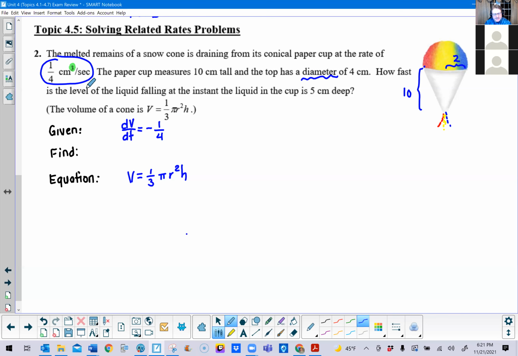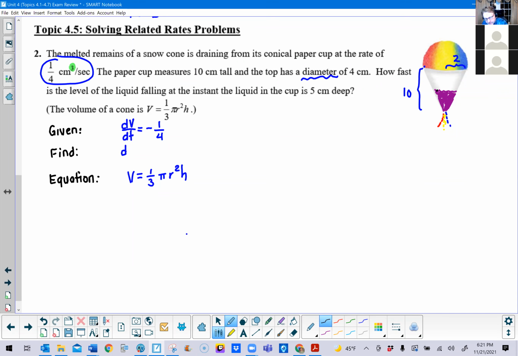It asks, how fast is the level of the liquid falling at the instant the liquid is 5 centimeters deep? That means you're finding the H. Well, what is this liquid? Well, remember I said this liquid's going to be purple, right? At some point, right? When you mix all that stuff together. And if you don't believe me, test it out, right? Go to your neighborhood snow cone store, Frigid Frog, I don't know, someplace. Order these flavors and you tell me if it's purple after a while.